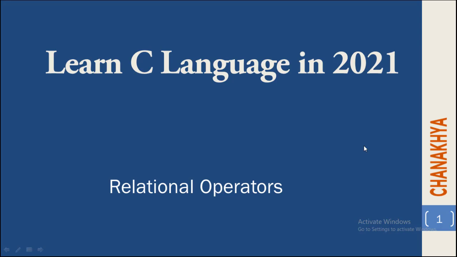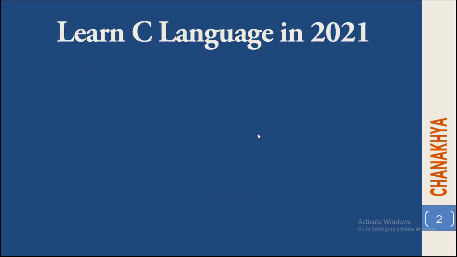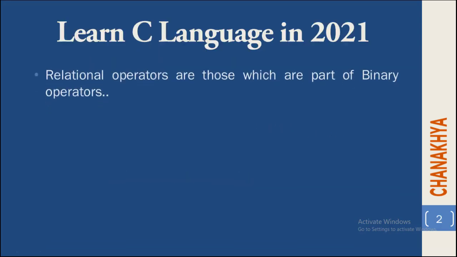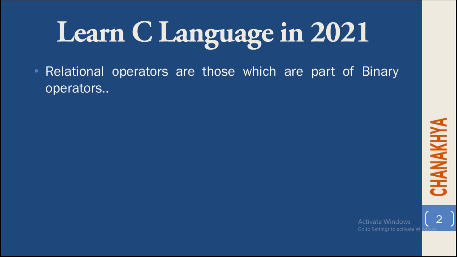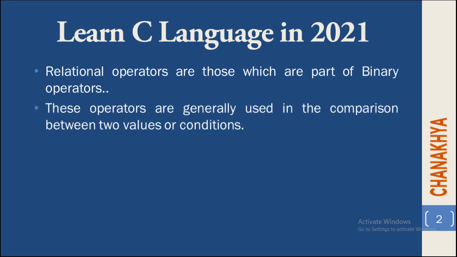Here in this video I'm going to explain relational operators in C language. So what are the relational operators? As we see, relational operators are part of binary operators. Part of binary operators means we make operations on the binaries, like the binary is the language of computers. These operators are generally used in comparison between two values or conditions.